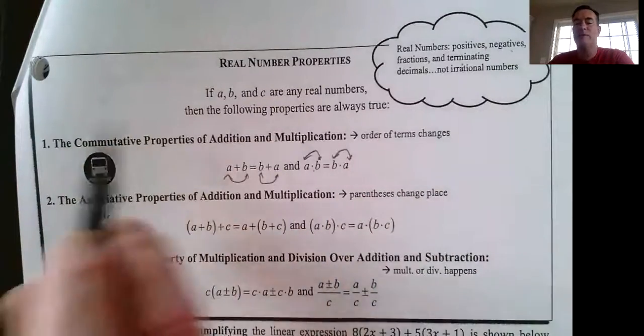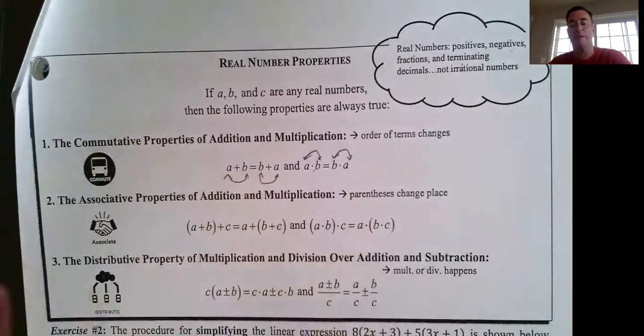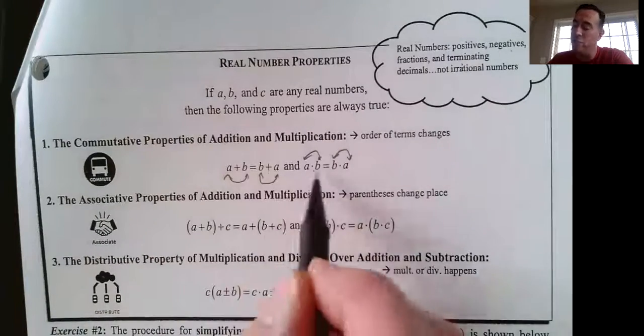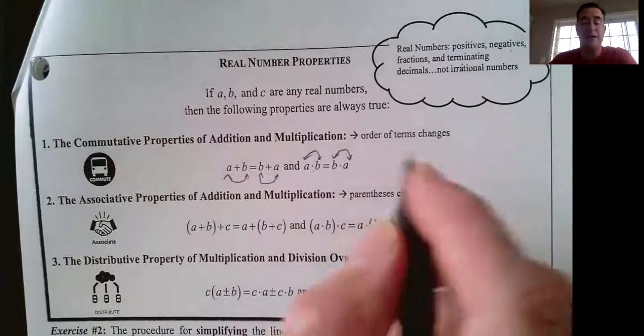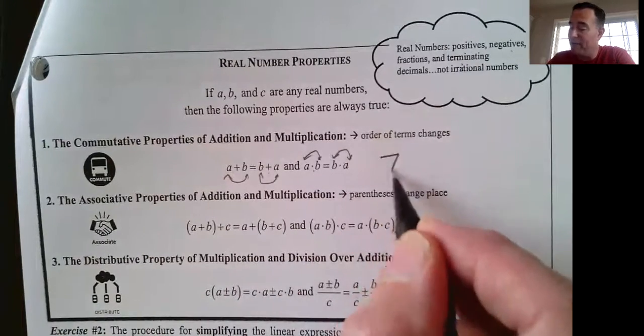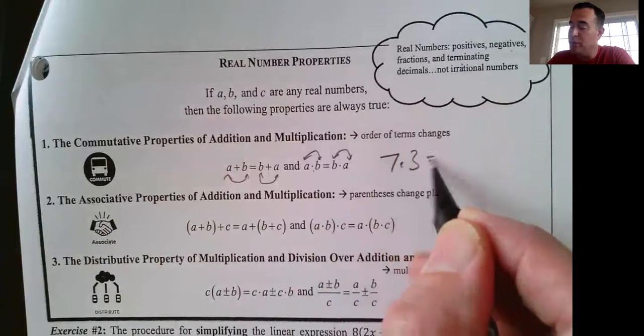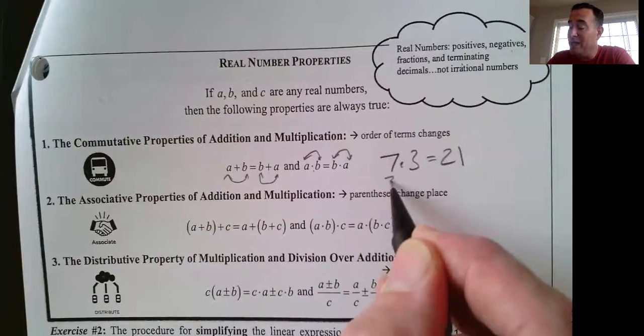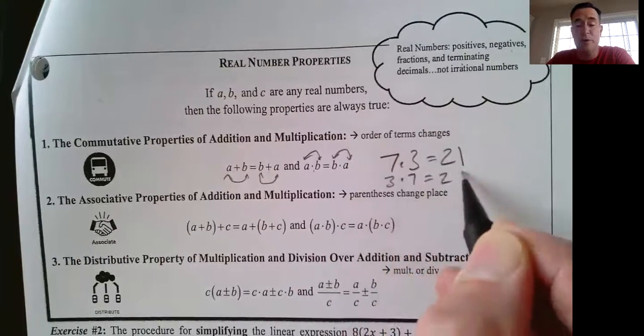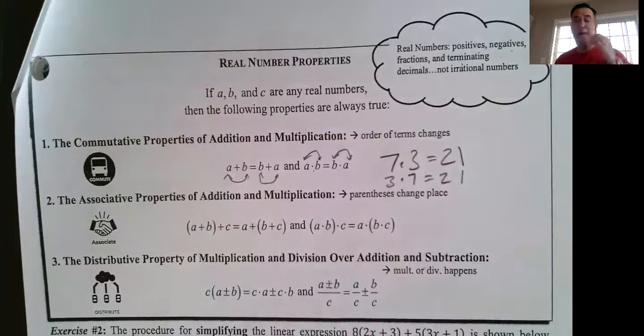The reason they call it commutative is because commuting means to move from place to place. And so it means with adding or multiplication, you can move the numbers from place to place and it's totally fine. So if I have 7 times 3, you guys know that's 21, just like if I do 3 times 7, it's also 21. So that's the commutative property. And I tend to remember that because we're talking about moving from place to place.